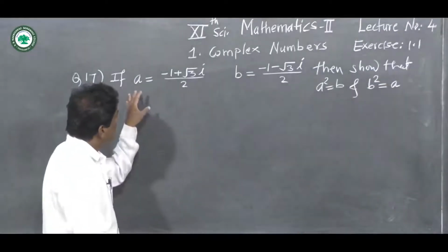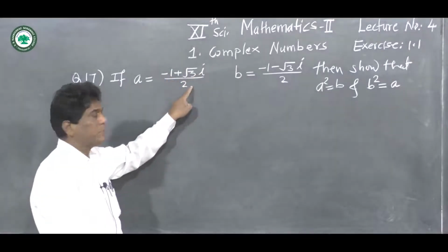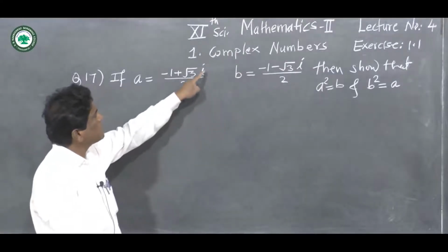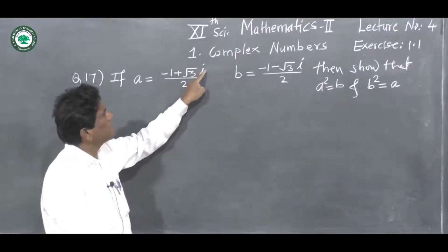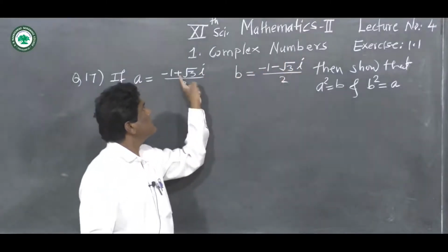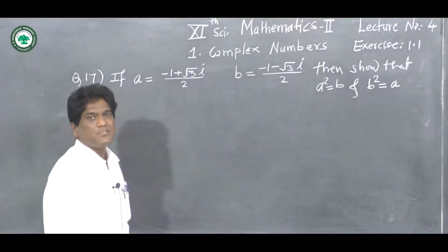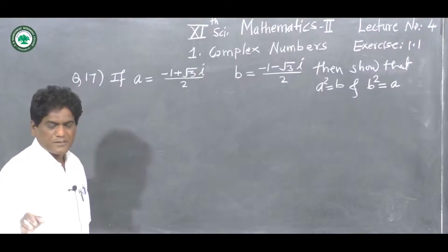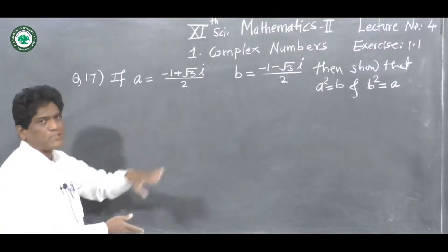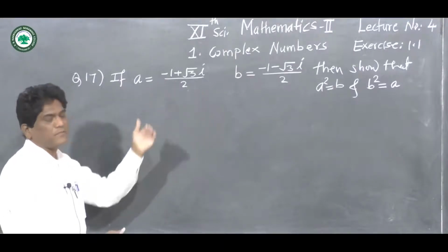Now see here, A is given as (minus 1 plus root 3i) divided by 2, and B is given as (minus 1 minus root 3i) divided by 2. Here root 3i is the imaginary number, here also the same imaginary number root 3i. Here is a plus sign and here a minus sign, so A and B are conjugates of each other. Now we have to show that the square of one is the other: the square of the first is the second and the square of the second is the first.